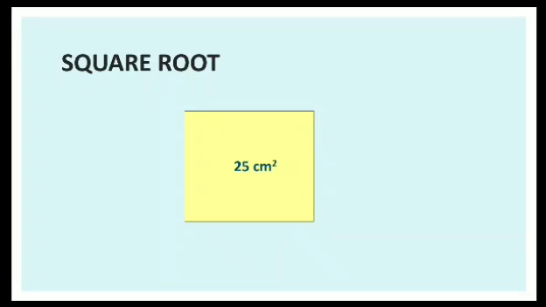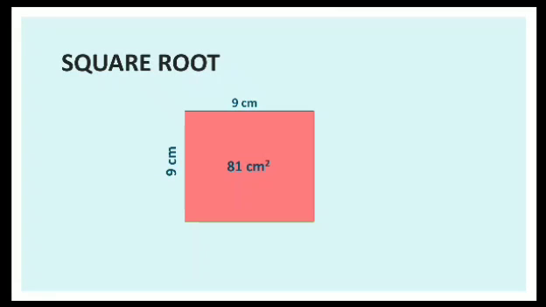Basically, the area of a square is a perfect square or a square number, and the side of the square is the square root of the given number. So that means the side 5 centimetre is actually the square root of 25. Similarly, if I take a square of area 81 centimetre squared, the square root of 81 will be the side of the square. That means 9 centimetre.